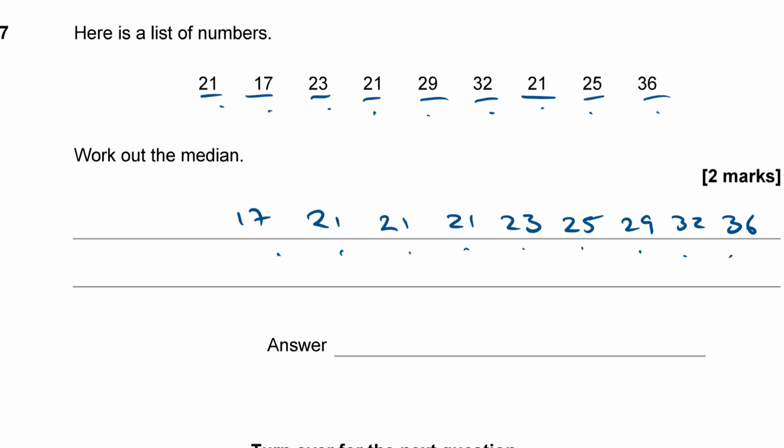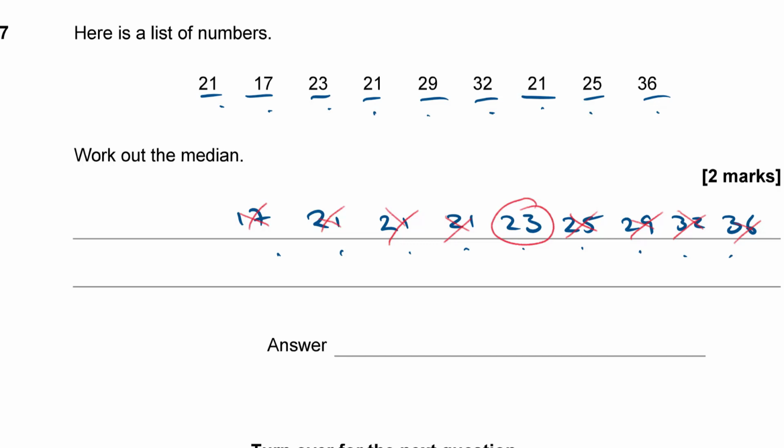Okay, so now I've got them arranged from smallest to biggest. Then the median is going to be the one in the middle. So you can either count in from both ends, counting in from both ends like this until you've got one left in the middle.